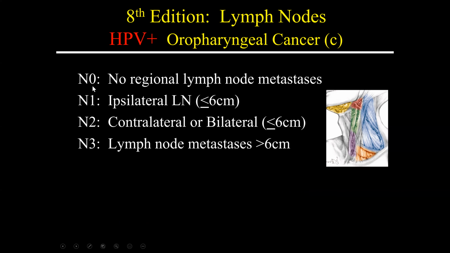So N0 still means no lymph node metastases. N1 is an ipsilateral lymph node that's less than 6 centimeters. Now, if it was HPV negative, that first threshold would be 3 centimeters, but because it's HPV positive, it's 6 centimeters, again overall reflecting the better prognosis. Contralateral or bilateral disease up to 6 centimeters is N2 disease.